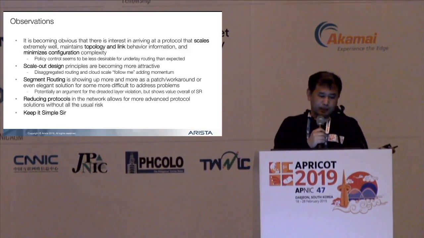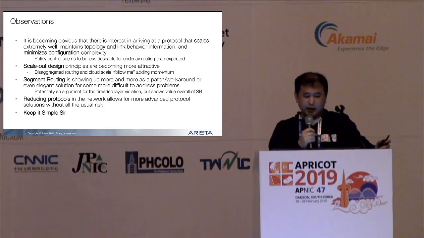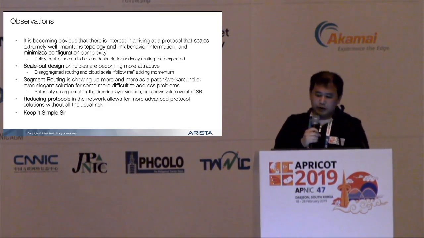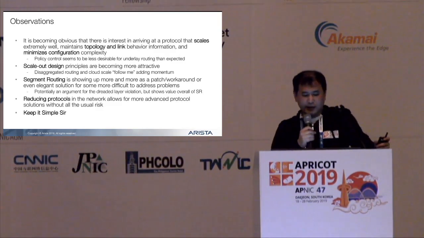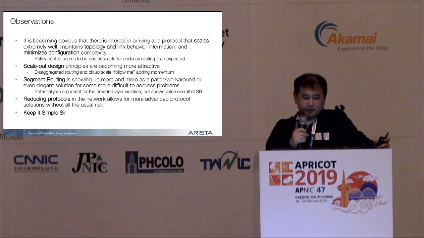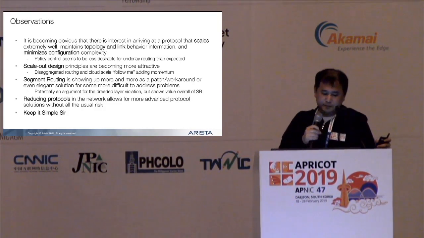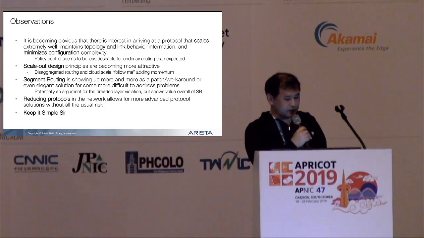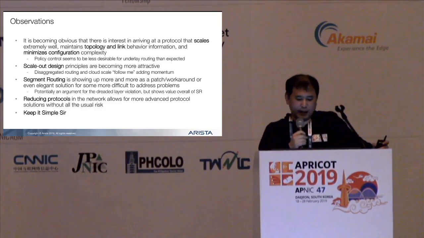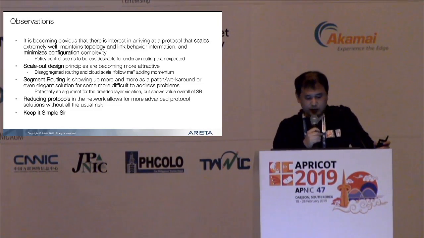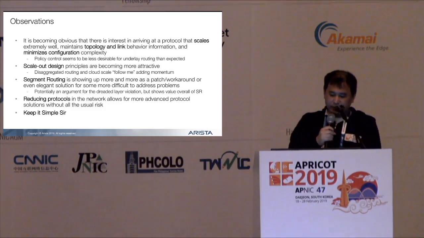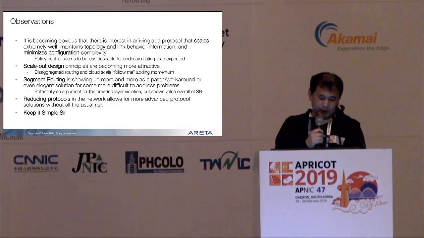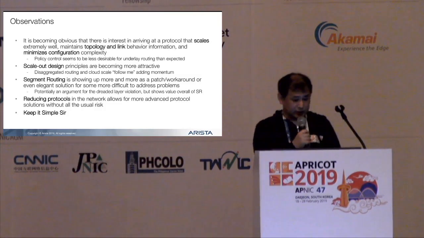Observation and comparison. Observation: it is becoming obvious that there is interest in arriving at a protocol that scales extremely well, maintains topology and link behavior information, and minimizes configuration completely. Scale-out design principles are becoming more attractive. Segment routing is showing up more and more as a patch, workaround, or even a solution for some more difficult to address problems. Reducing protocols in the network allows for more advanced protocol solutions without all the usual risk.